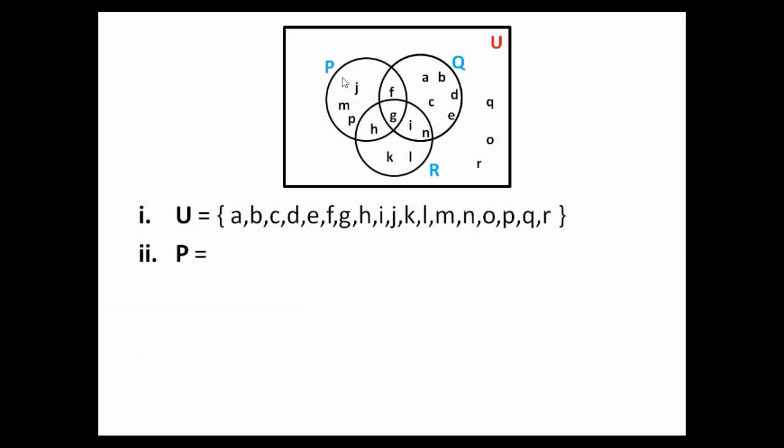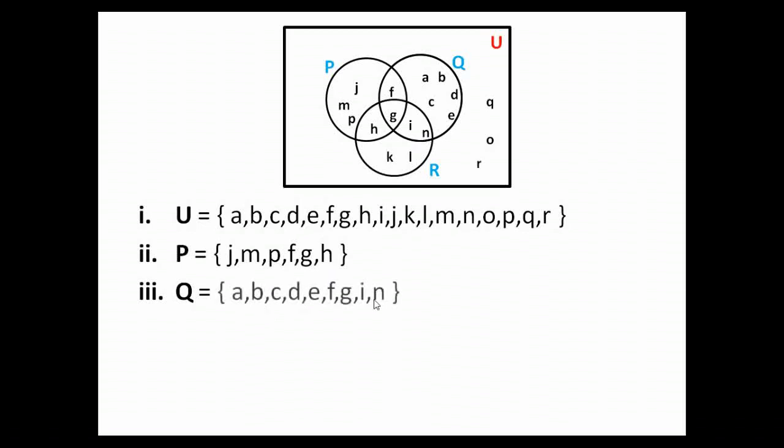Now we have to find set P. All the elements that are present in set P: J, M, P, H, G, F. Right. Next, the elements of Q. So here we have Q, all the elements that are present in Q: A, B, C, D, E, F, G, I, N. So we have presented all the elements in Q. Now elements of set R: H, G, I, N, K and L.